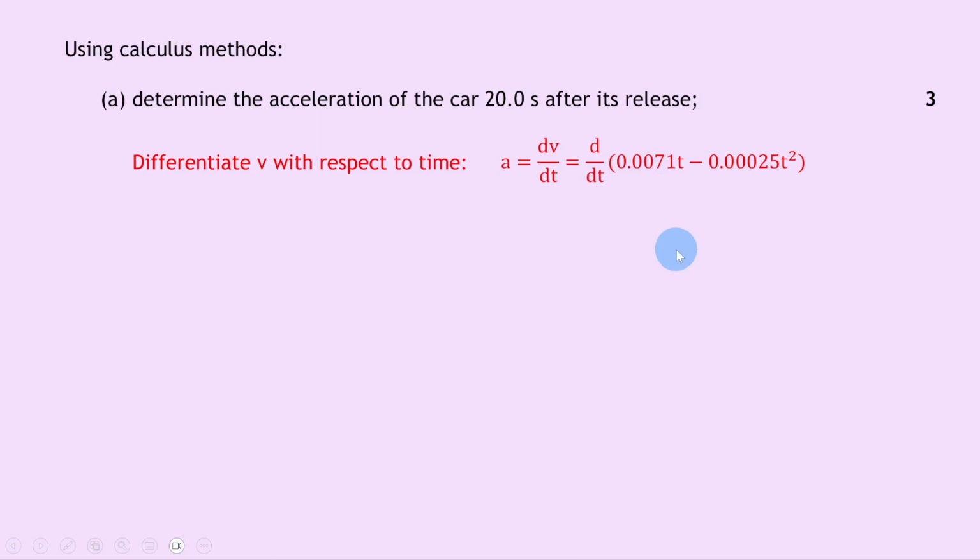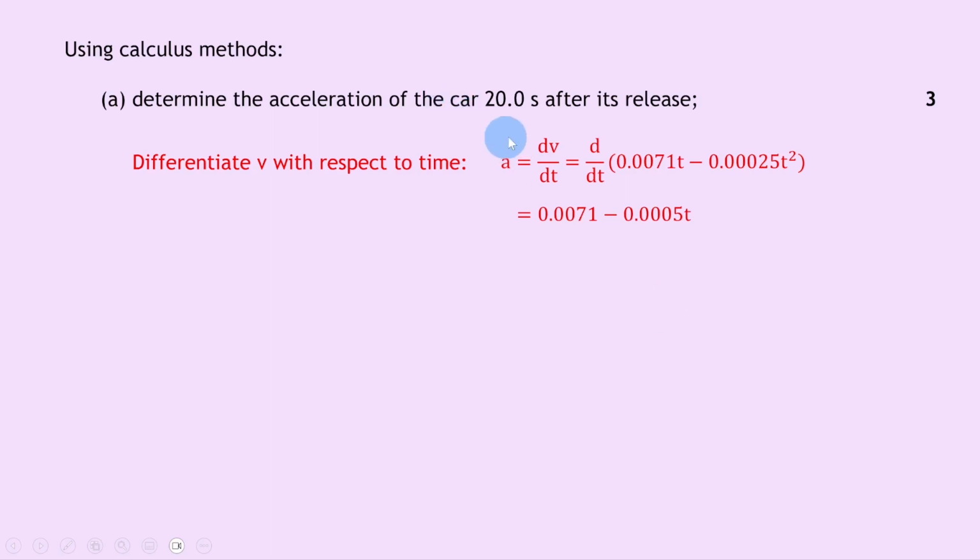So remember, to differentiate, you want to bring your power down and multiply by your number, and then remove 1 from the power. Differentiating this gives us 0.0071 minus 0.0005 t, where we brought the 2 down to multiply by this number and removed 1 from the power, so that stays as t.